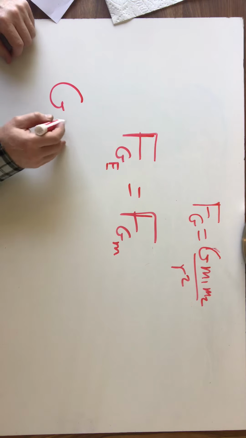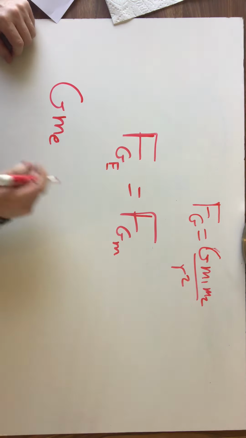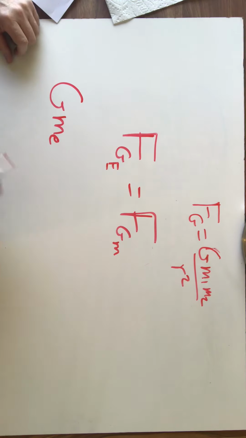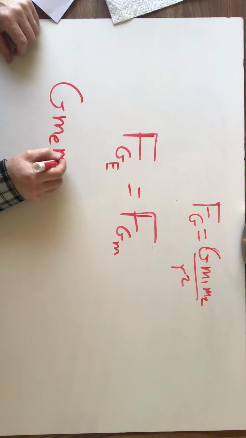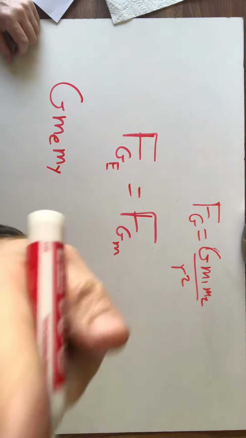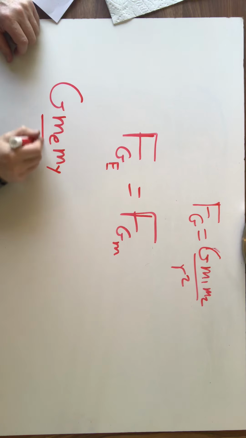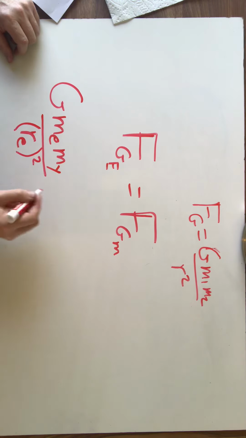Big G, mass. Well, what mass? This is the Earth, so we're going to need the mass of the Earth. And what about the other mass? That's the mass of the person floating in between. So we'll put down mass, not my mass, your mass. You're floating in between the Moon and the Earth. Divided by the distance R to the Earth, the center of the Earth, not the surface. Remember, those distances were calculated to the center.